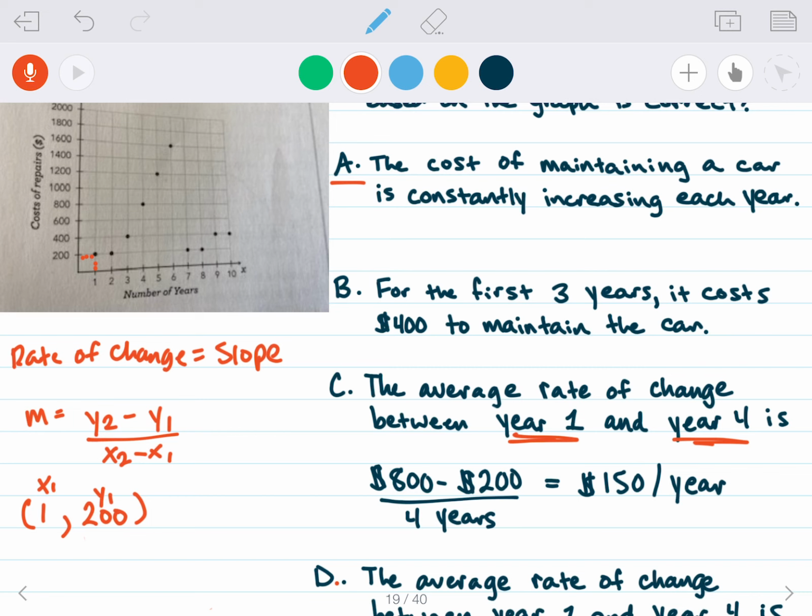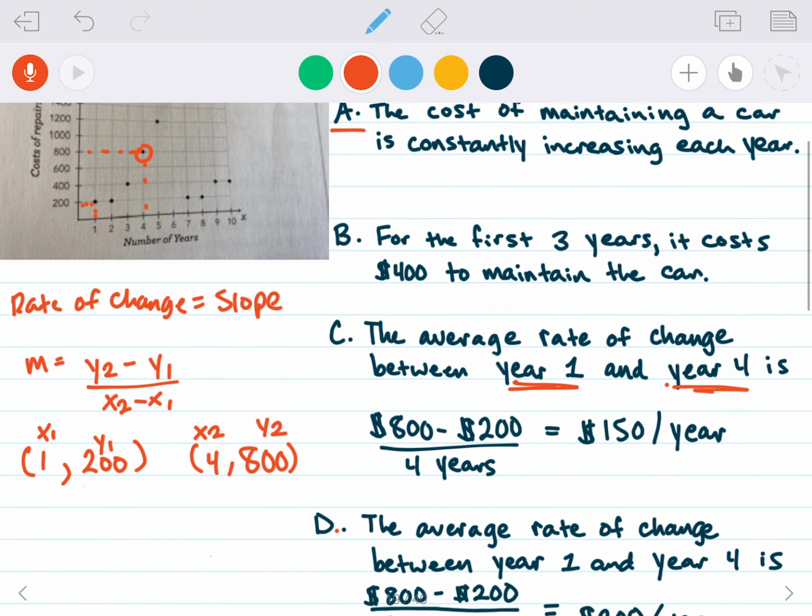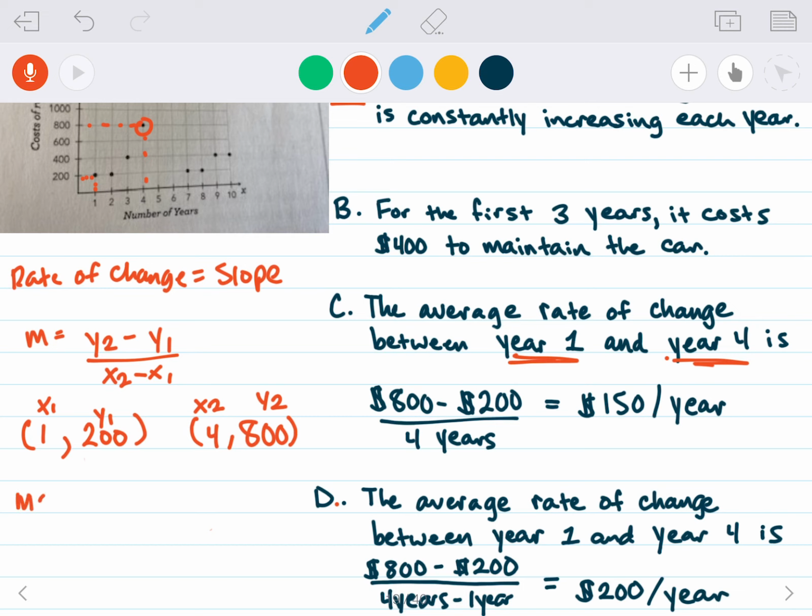So the next one is year 4, so our second x value is 4, and the corresponding y value to 4, well, here's 4, so the corresponding height is 800. So that's y2. So if we plug in these values into our slope formula, we get m equals y2 minus y1 divided by x2 minus x1, which is going to give us 600 divided by 4.